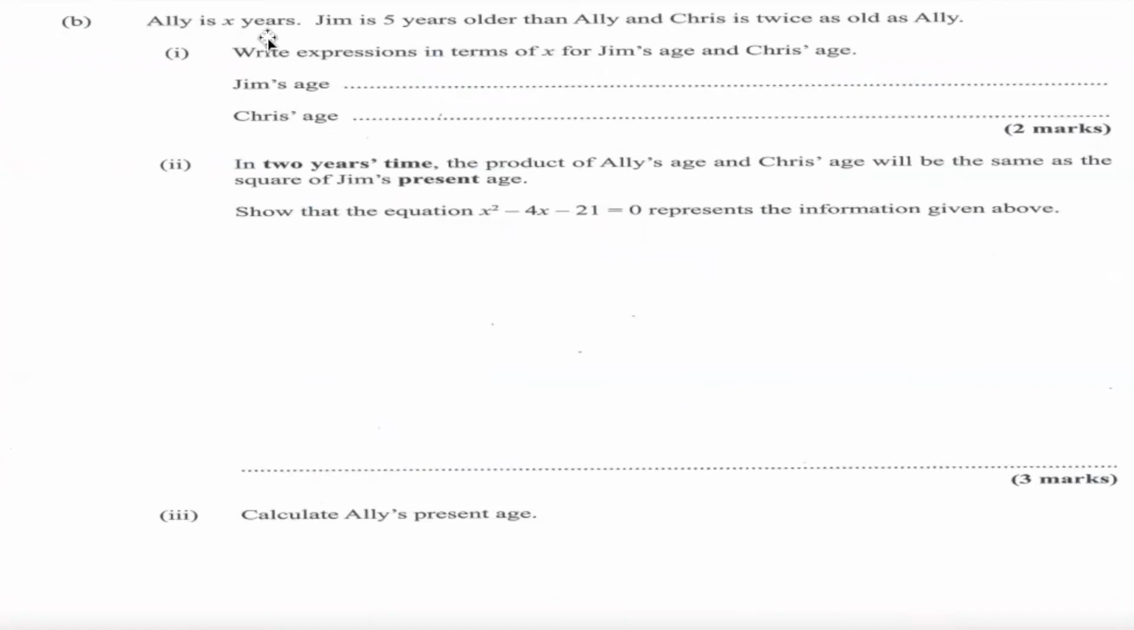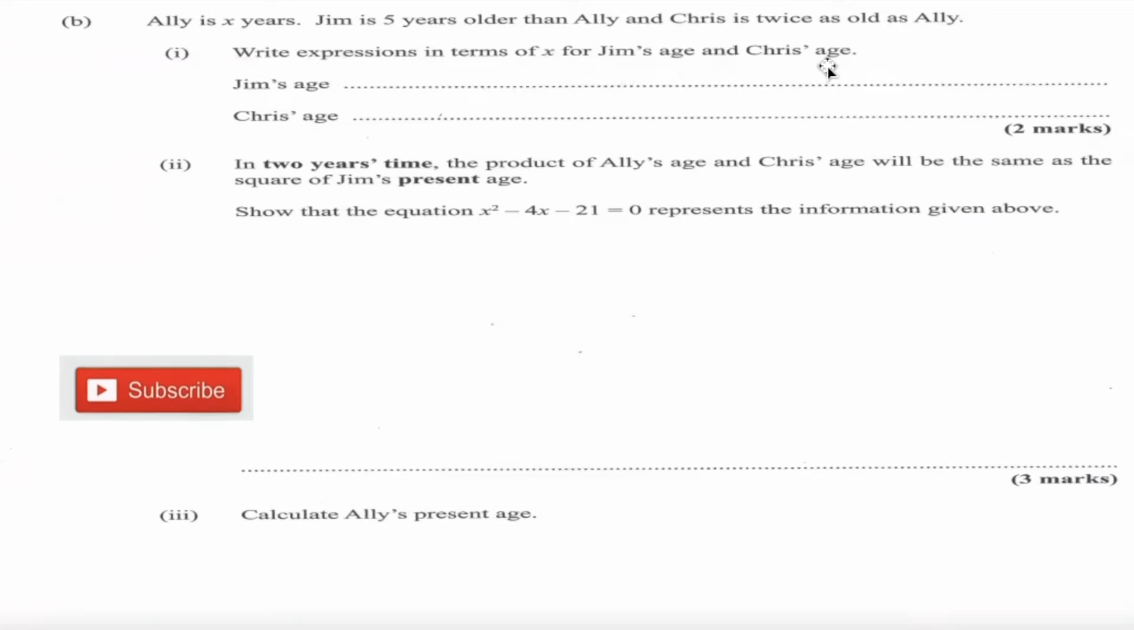Ali is x years. Jim is 5 years older than Ali, and Chris is twice as old as Ali. So Ali is x years. Jim is 5 years older than Ali, and Chris is twice as old as Ali. Write an expression in terms of x for Jim's age and Chris' age.